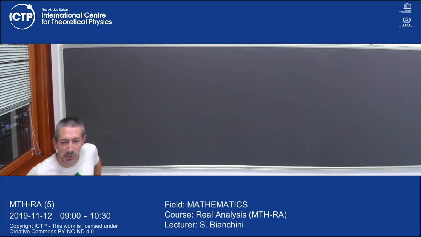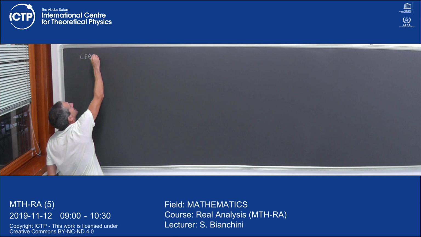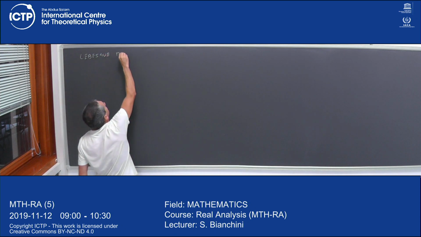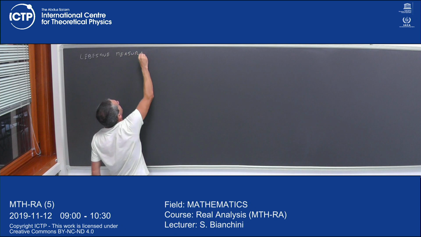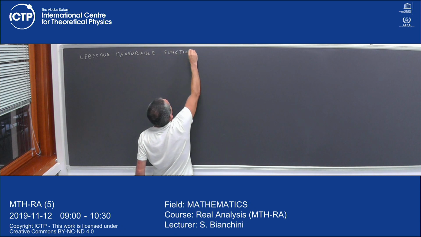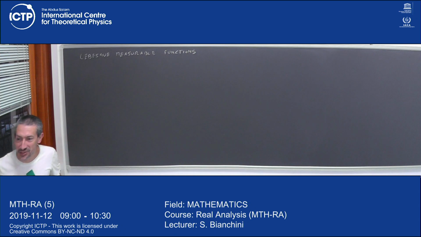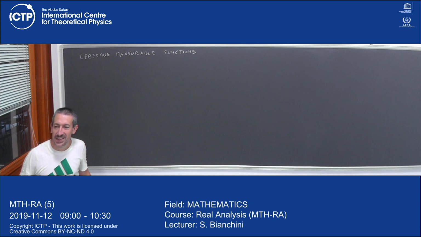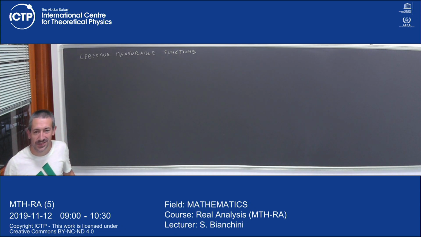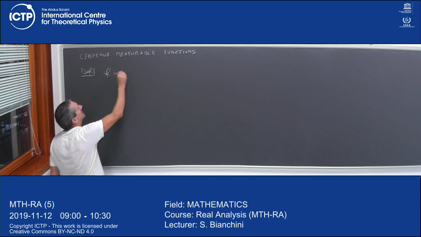Okay, so today we continue with these Lebesgue measurable functions. Does anybody of you remember the definition? Actually, in this theory, the main thing is really the definition.